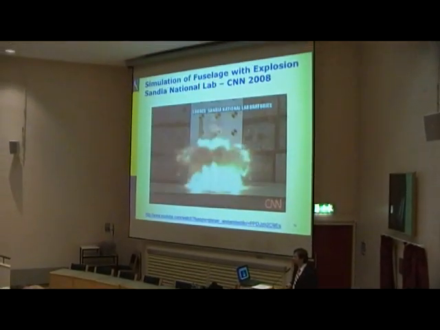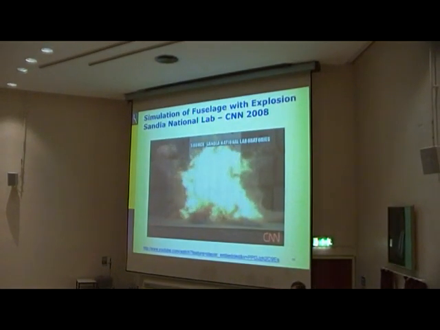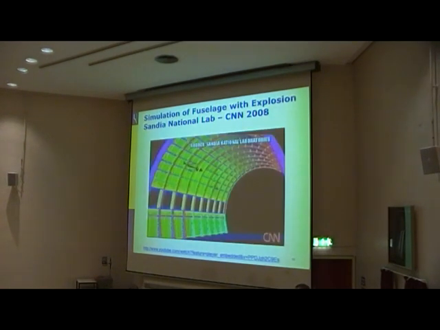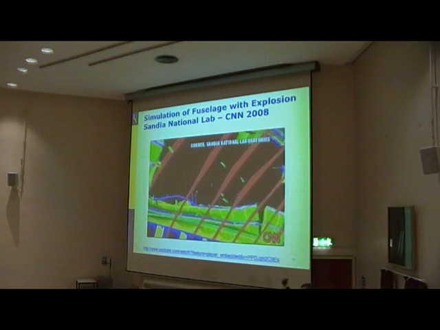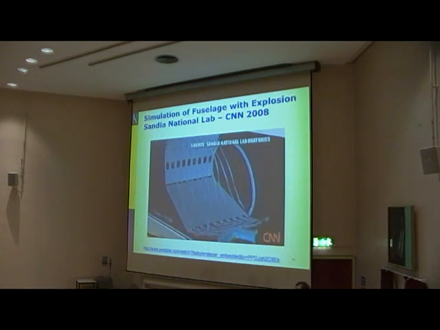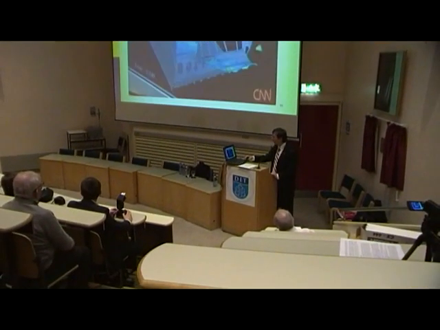What will happen? How will this fuselage behave if you apply explosives inside? The results were shown in 2008 by Sandia National Lab, and the pressure from the explosive rips the fuselage and opens it outside. So if you have an explosion in the air, you rip off the fuselage axially, and the ceiling and wall go on both sides of the airplane.